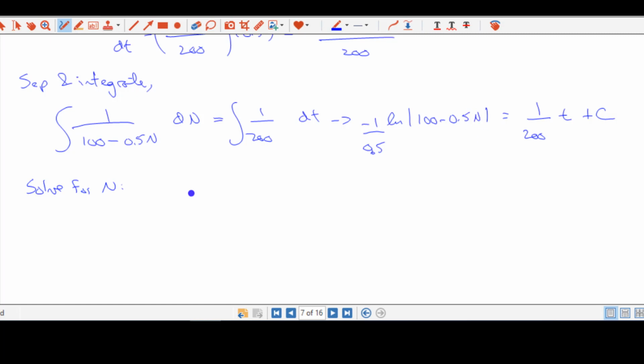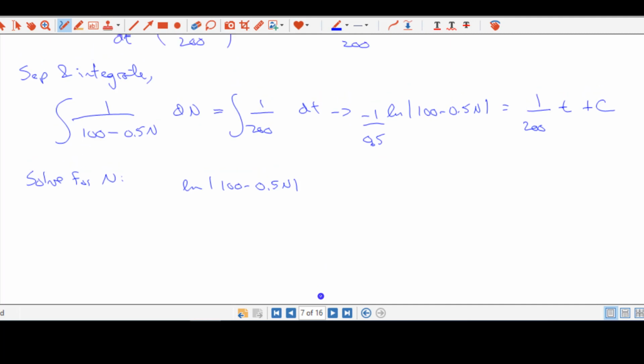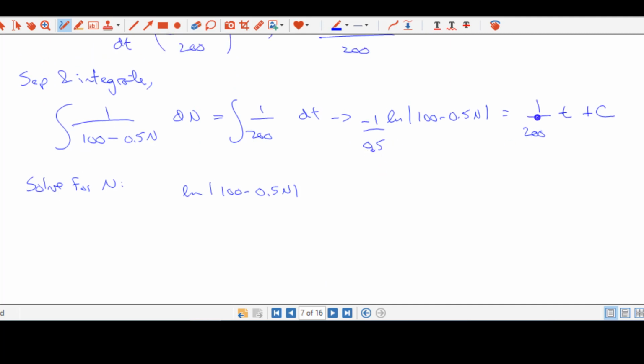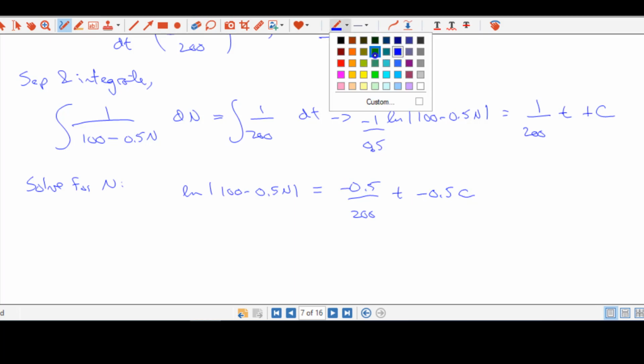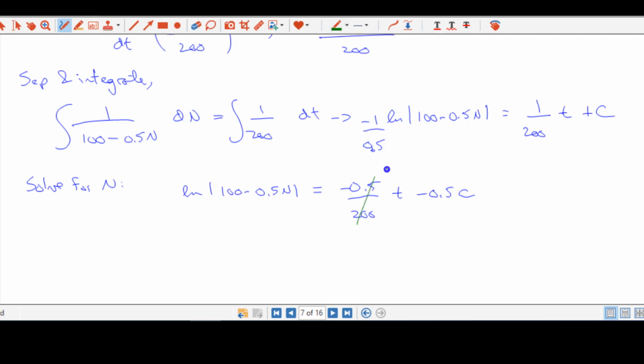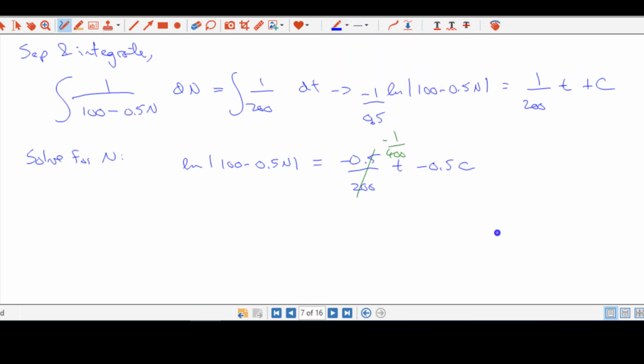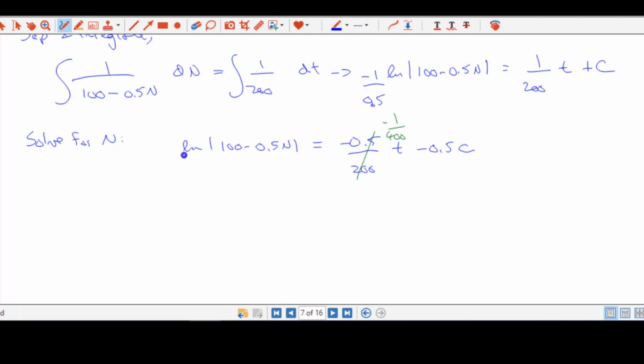So we're honing in on this. The first thing is to get just the logarithm on the left-hand side, multiplying this up to the other side, pardon me. So we're going to have 0.5 over 200 times t, negative 0.5 over 200 times t, plus, I guess, negative 0.5c. And this is really what no one likes. So if we multiply this out, this will be in the bottom. This will be negative 1 over 400 when we're done. And the next step is then to get rid of the logarithm.